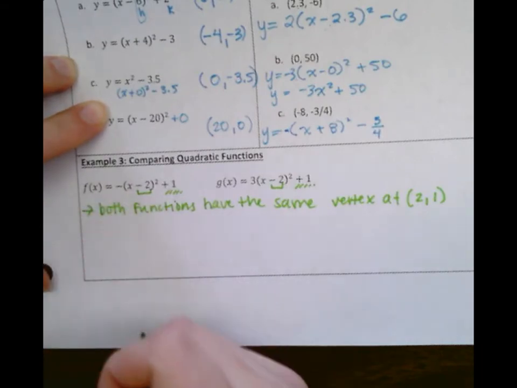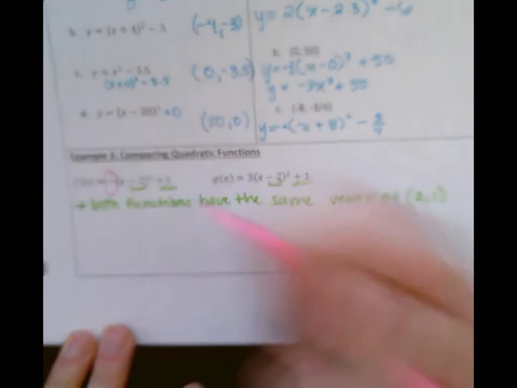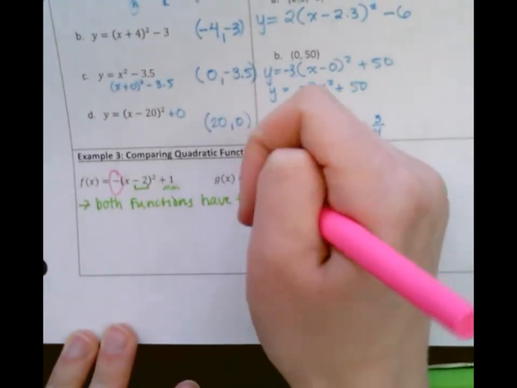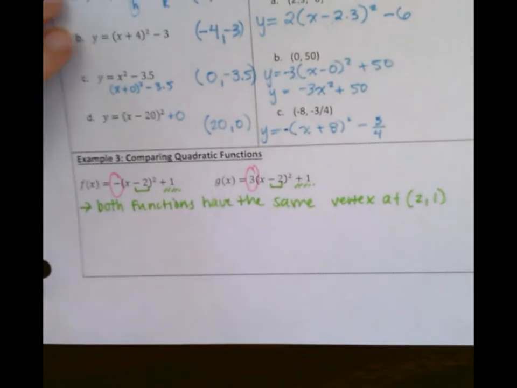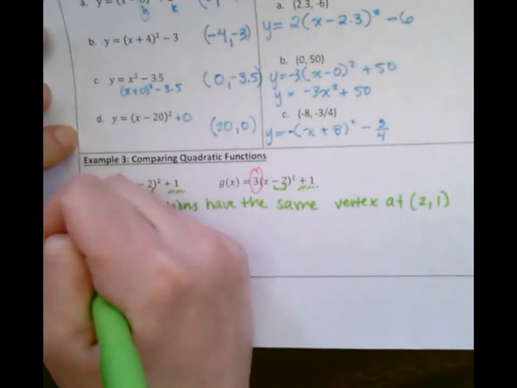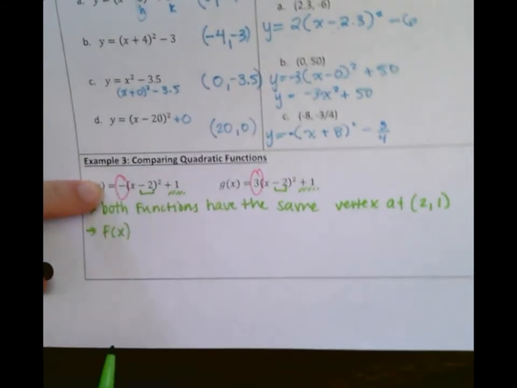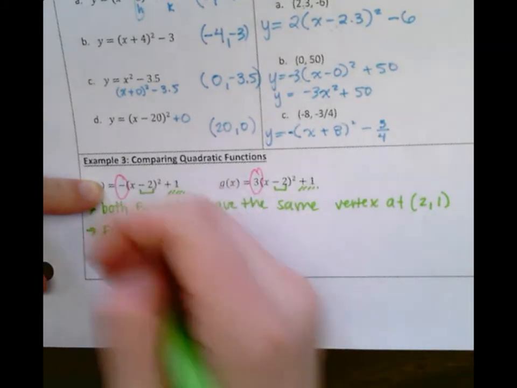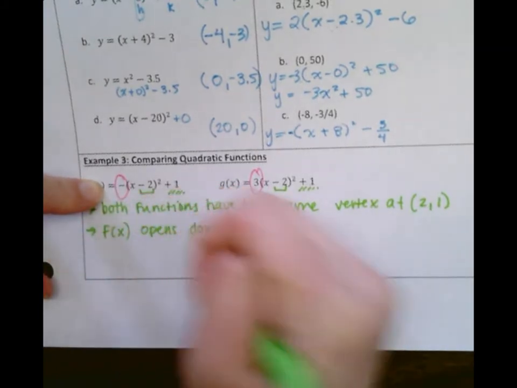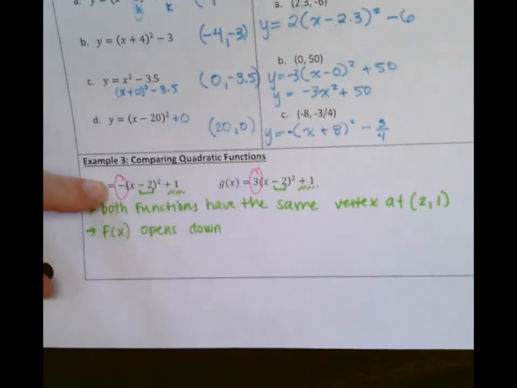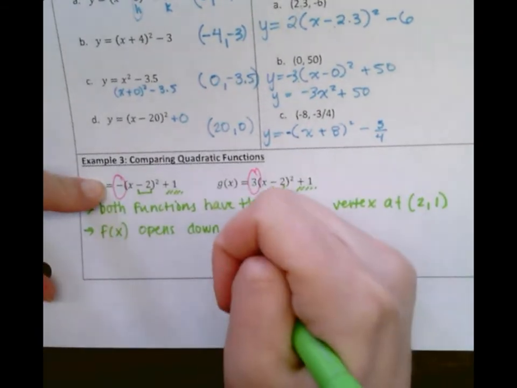Okay? But there are some differences when you take a closer look at the a values, right? This has an a value of -1. This has an a value of 3. And those are going to change what's going on with each graph, right? So in f of x, that negative a value is going to mean the graph will be opening down, right? So f of x opens down because there's a reflection over the x-axis, but g of x doesn't have a negative a value. So g of x opens up.